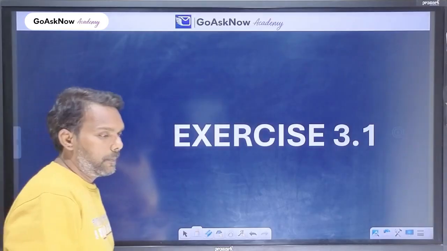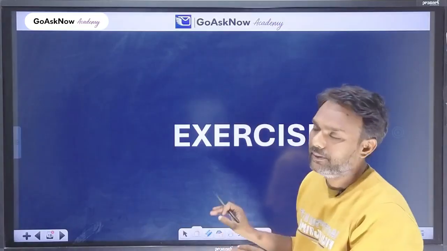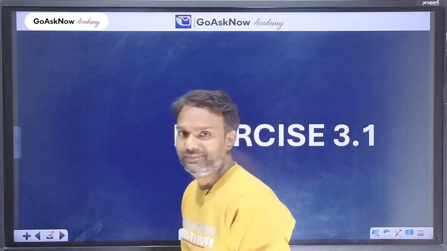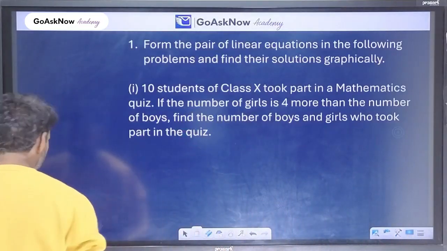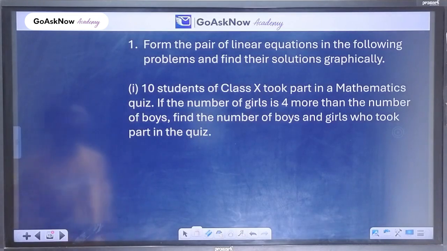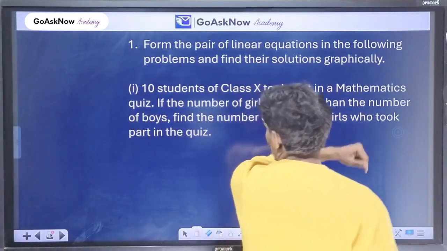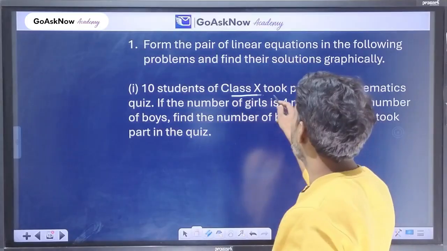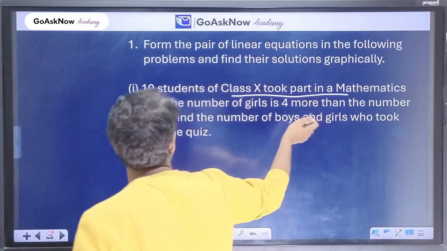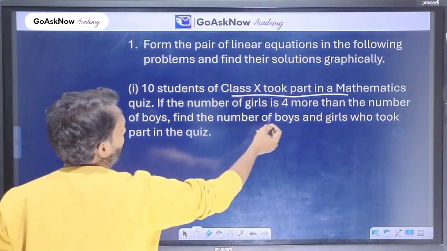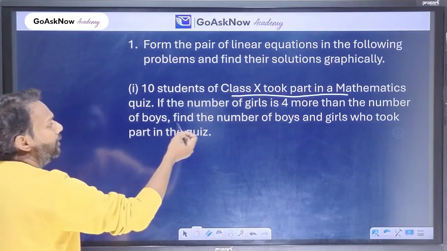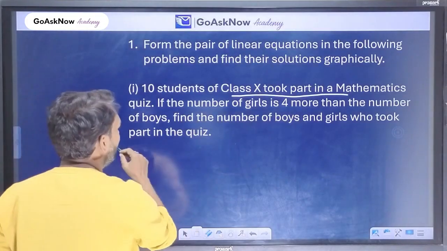Now we will do exercise 3.1. All the concepts related to this exercise I have already taught you. Form the pair of linear equations in the following problem and find their solutions graphically. 10 students of class 10 took part in a mathematics quiz. If the number of girls is 4 more than the number of boys, find the number of boys and girls who took part in the quiz.